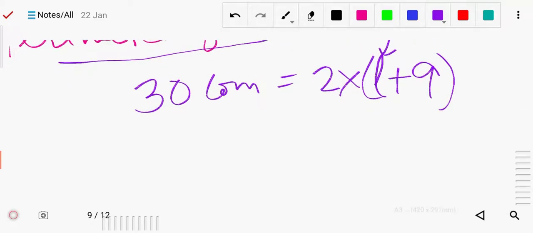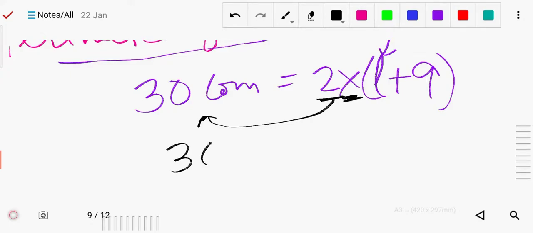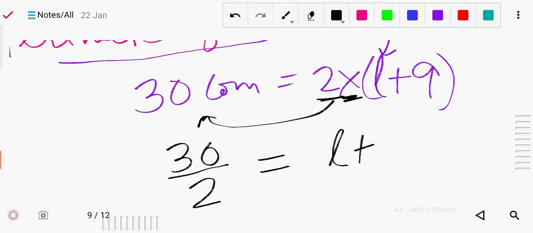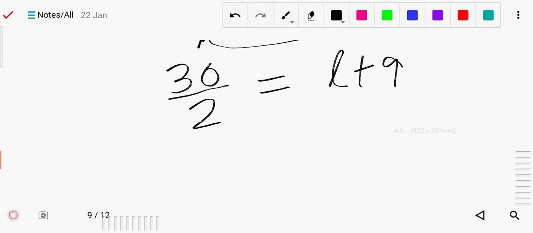Next step is a little bit of an exchange, meaning you have to shift the values, transposing from one side to another side. So this 2 I will send to this side. Here it is multiplication, so on the other side it will be divided. So 30 will be divided by 2, and equals to what remains on this side, L plus 9. So 30 divided by 2 is 15, equals L plus 9.